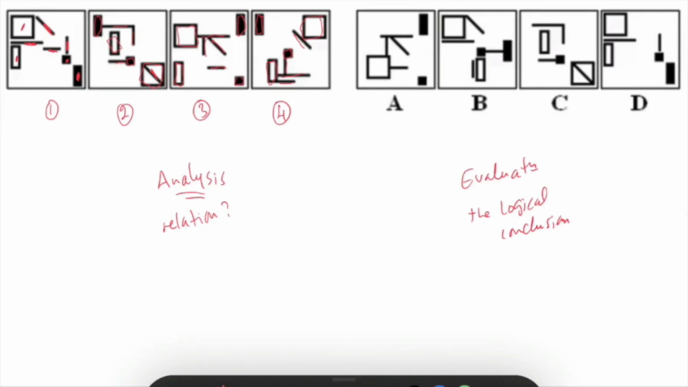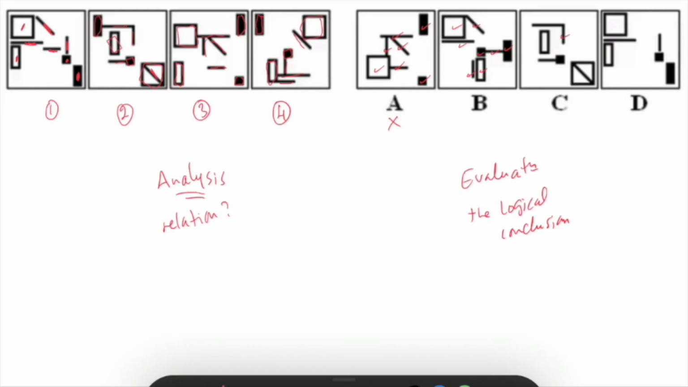If I go to A, this is 1, 2, 3, 4, 5, 6, 7. So A is eliminated. B, 1, 2, 3, 4, 5, 6, 7, 8. Again, B, 1, 2, 3, 4, 5, 6, 7, 8. So B can be a good choice, a good candidate here.